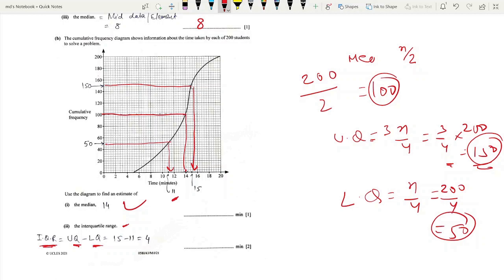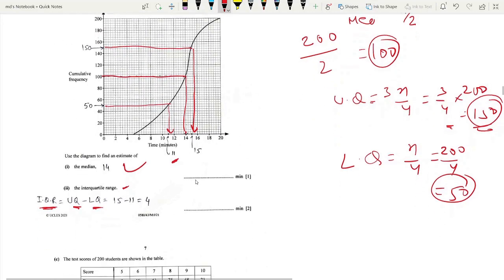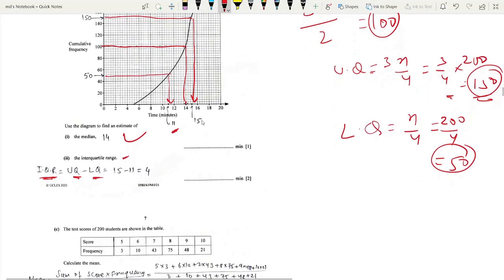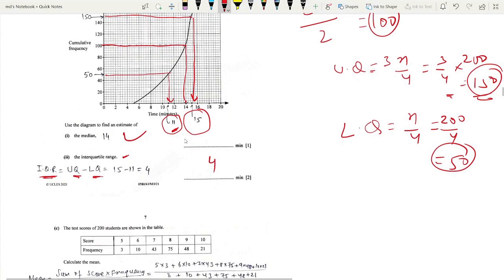Horizontal line will intersect your curve, and from that point you have to draw a vertical line. So it will come to 15. So simple again. This is upper quartile, right? This is lower quartile. So 15 minus 11, that is 4. So this will be 4. Okay, and median was 14. You can write 14 here.